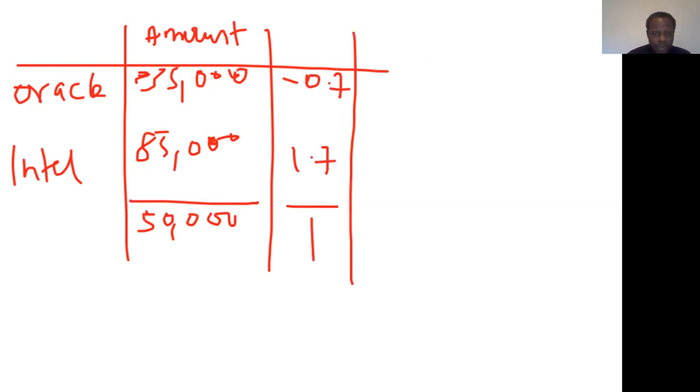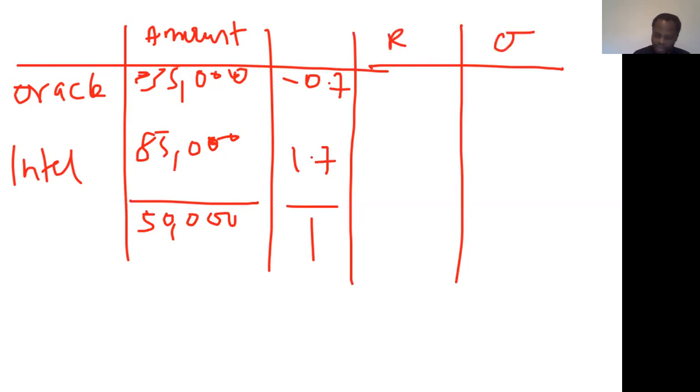The next question: the correlation between Oracle and Intel is 0.65, and the following returns have been given: the expected return and the volatility. So this one is 12%, this one is 14.5%, this one is 45%, and this one is 40%.